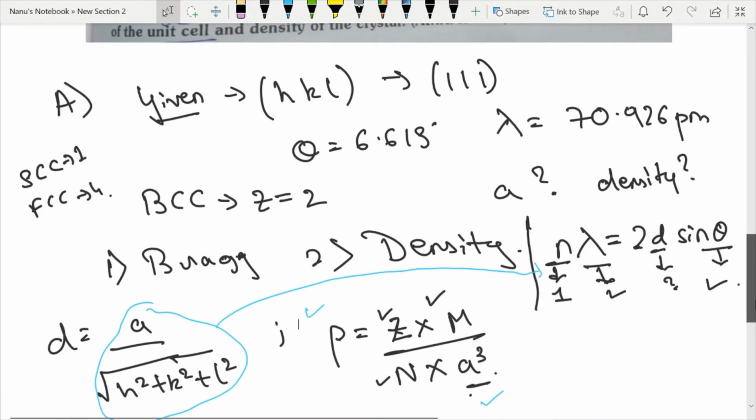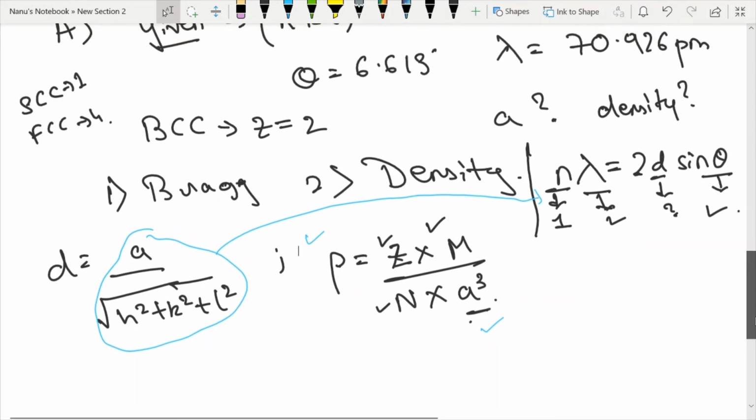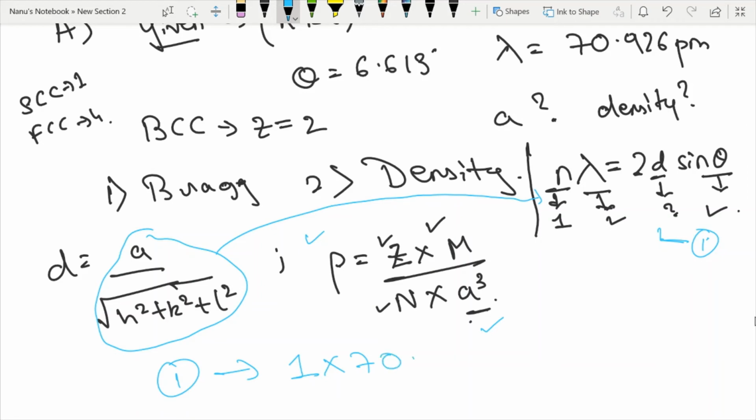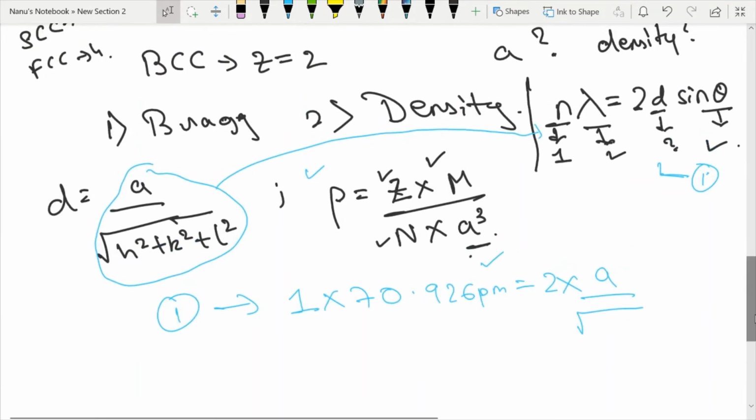So now I'll just replace all of your values. As simple as that. So what is lambda? 70.926 picometers. This is Bragg's equation, and I'm just replacing it. 1 times lambda is 70.926 picometers. For 2d, we will replace it with this formula, that is a over root of h square plus k square plus l square. What was given for HKL? 1, 1, 1. So we will replace that over here: 1 square plus 1 square plus 1 square, into sine theta.